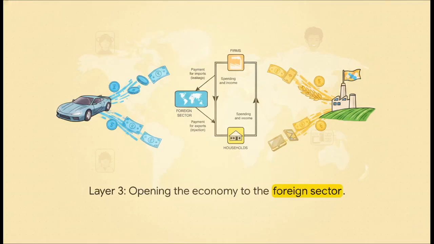Finally, we expand to a fully open economy. Because let's face it, no modern economy is totally isolated. This shows how domestic money flows out to pay for imports, while foreign money flows in to pay for our exports. When you buy a car made overseas, your money leaves our domestic circular flow. But when we sell agricultural products to another country, foreign money gets injected directly into our local firms.